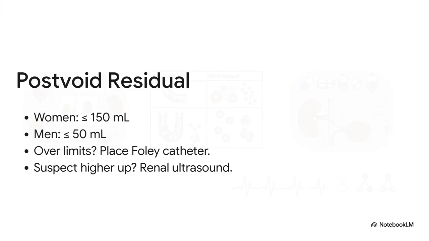Knowing the exact cutoffs for post-void residual volume is what dictates your management here. Normal is 150 milliliters or less in women and 50 milliliters or less in men. If the scan shows retention above these numbers, put the catheter in. If there isn't significant bladder retention, but you still suspect an obstruction higher up in the urinary tract, your next best step is a renal ultrasound to check for hydronephrosis.